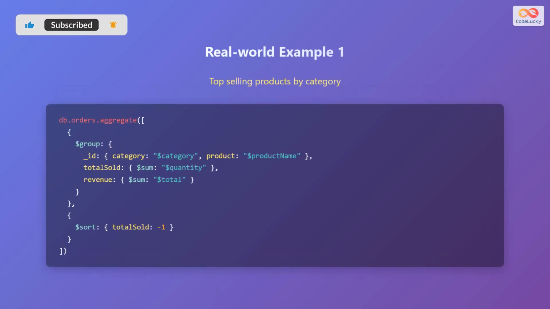Let's look at a real-world example of using $group and $sort to find the top-selling products by category. We start with db.orders.aggregate, using a $group stage to group by both category and product name, calculating the total sold, using the $sum operator on the quantity field, and the revenue, using the $sum operator on the total field. Then we use a $sort stage to sort the results by total sold, in descending order. This pipeline provides valuable insights into which products are most popular within each category.